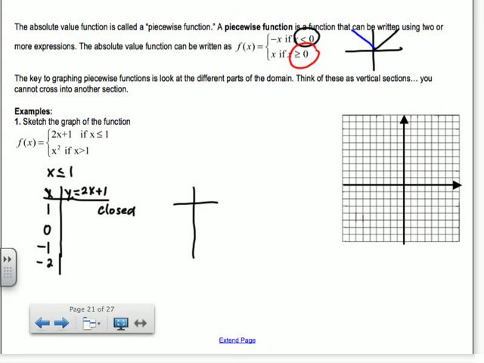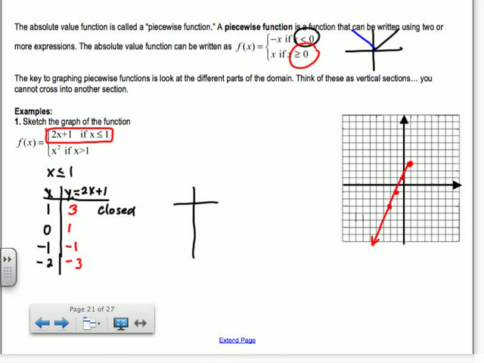Think about what numbers you get out. If I plug in 1 to my 2x plus 1, I get 3. If I plug in 0, I get 1. If I plug in -1, I get -1. If I plug in -2, I get -3. Let's graph just this piece. So I'm going to graph it in red. I'm going to have 1, 3, and it's going to be filled in. I'm going to have 0, 1, -1, -1, -2, -3. I know it's a line, so it looks like that.